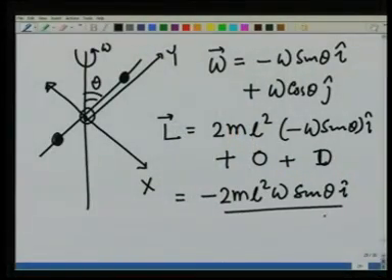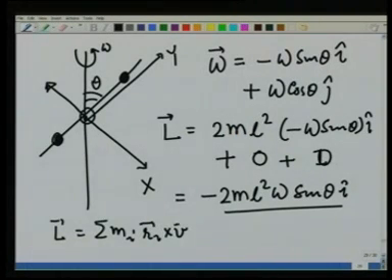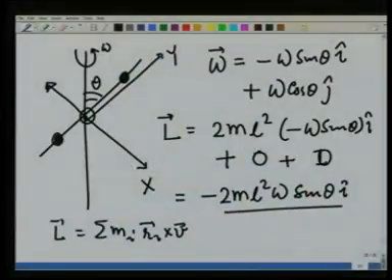I recall from the first lecture, this really comes out to be the value of L, because if I calculate L by summation m_i r_i cross v, v for this mass is going into the screen with the speed omega L sin theta, and r is L, and therefore, you get an answer for this. The angular momentum comes out to be m L square omega sin theta. For this also it comes out to m L square omega sin theta, both pointing in the negative x direction. So, this really is the answer.